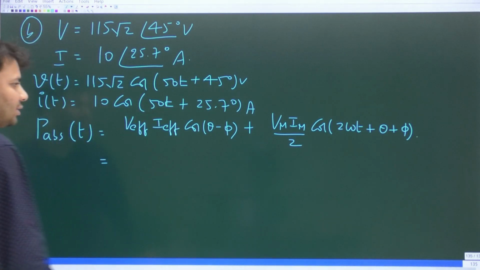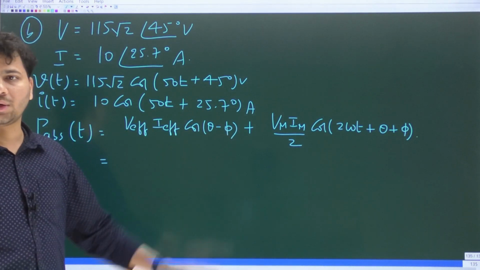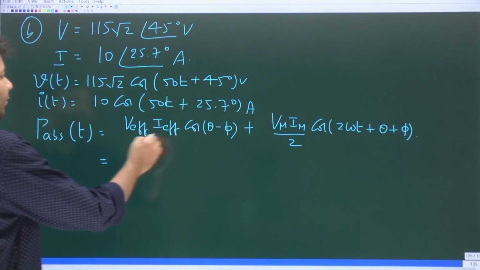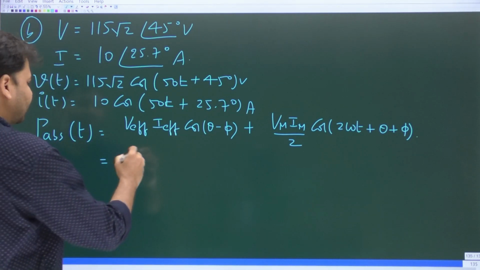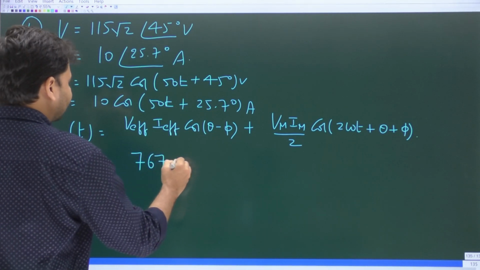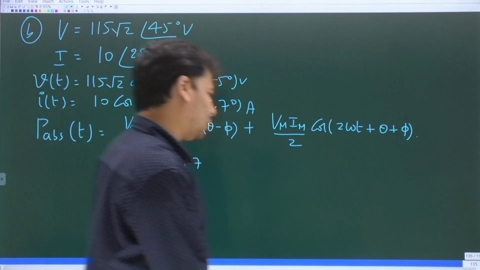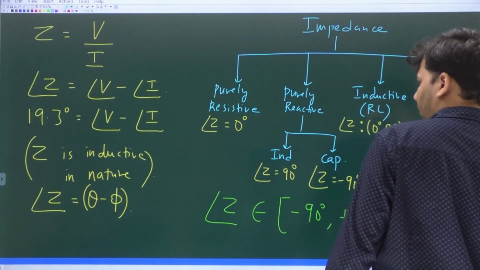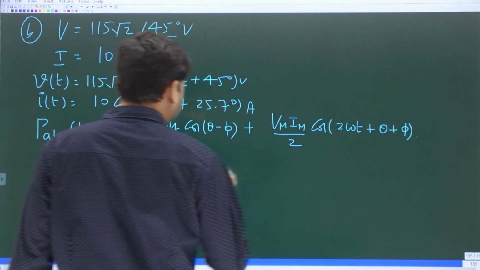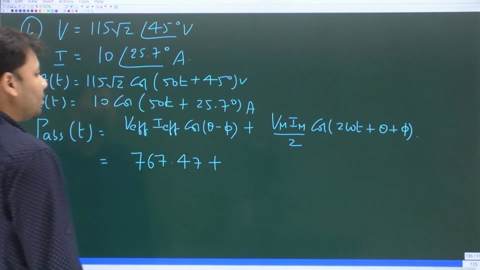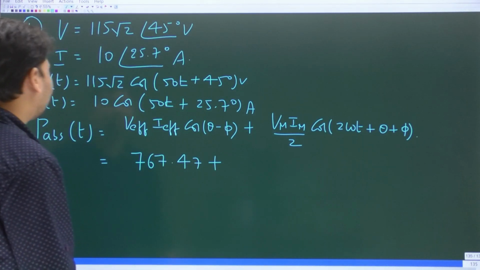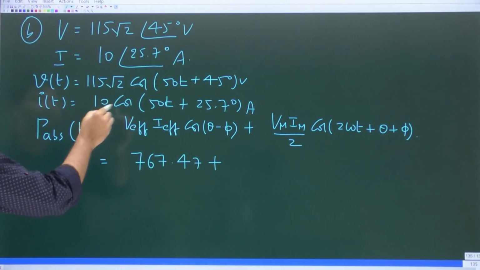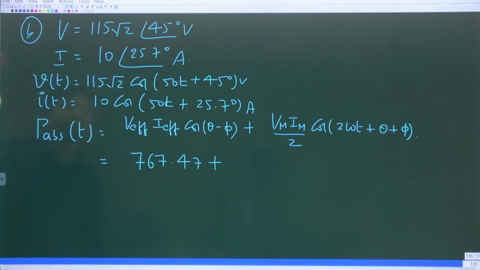Now let us just substitute the different values into this expression. Already V effective, I effective cos of theta minus phi is the average power absorbed, which is 767.47. And then Vm Im by 2. What is Vm Im by 2? 115 root 2 into 10 divided by 2. 10 by 2 is 5. 5 times 5 is 25.